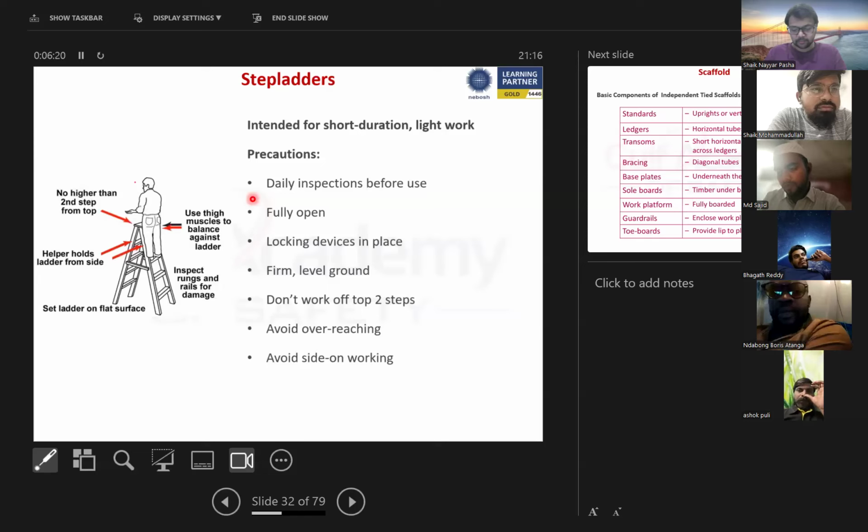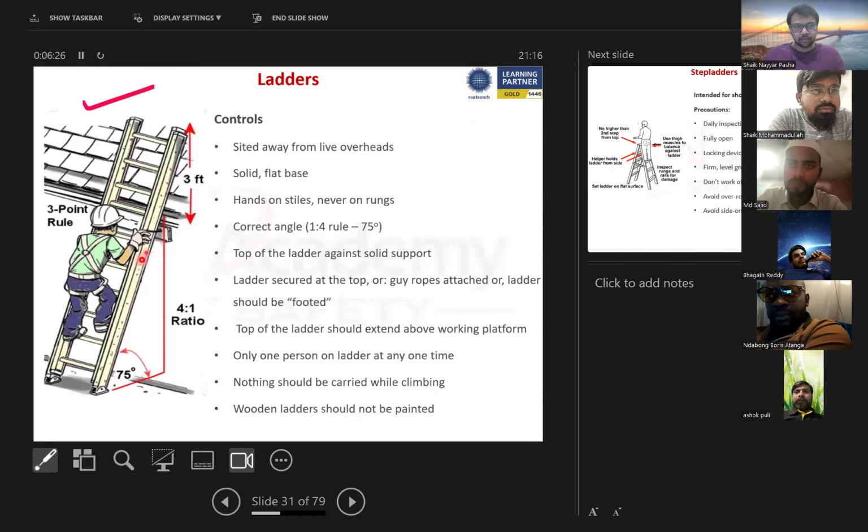What is the 1:4 ratio? That's what I showed you in the image here, right? So if this is 4 meters, this distance should be 1 meter. If this is 8 meters, this should be 2 meters. If this vertical distance is 12 meters, this should be 3 meters. So this 1 meter and this should be 4 meters. 1:4 ratio or 4:1 ratio. Okay? Okay, sir.